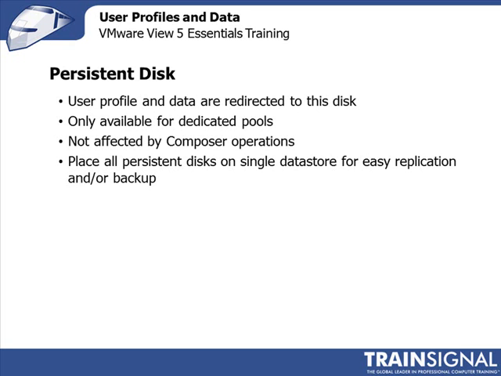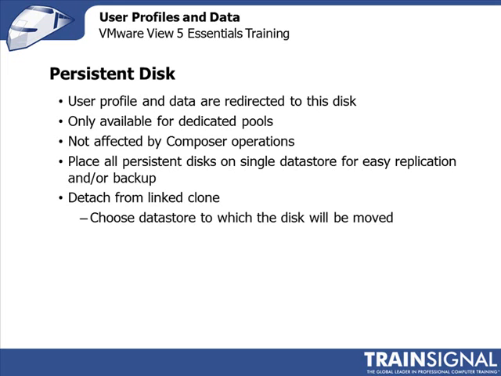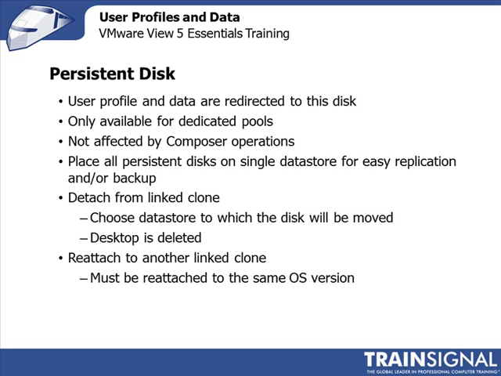You can also choose to detach the persistent disk from a linked clone. When you do that, you can choose which data store it is placed on, and then the desktop is immediately deleted afterwards. This could be useful during the termination process of an employee, so you can keep all their information from their profile and their data, but not keep the desktop itself. You can then later reattach this persistent disk to another linked clone. The main caveat on reattaching a persistent disk to a new linked clone is that the OS version must be the same as the original linked clone was.